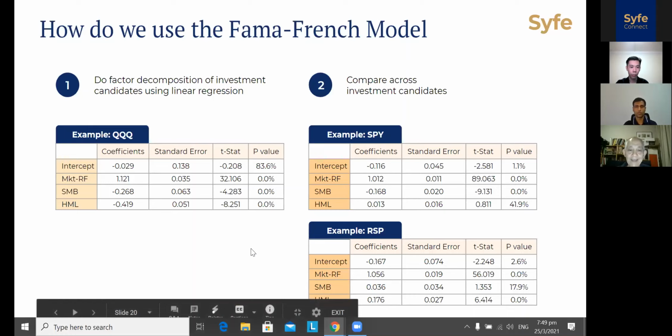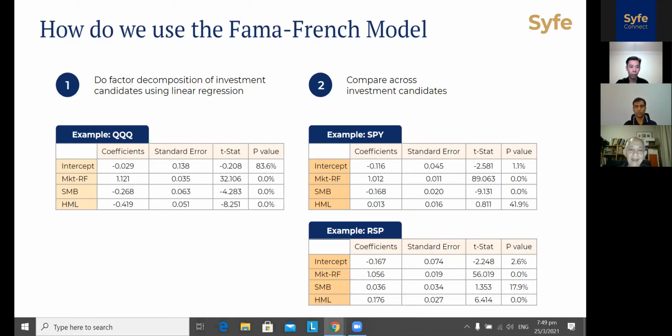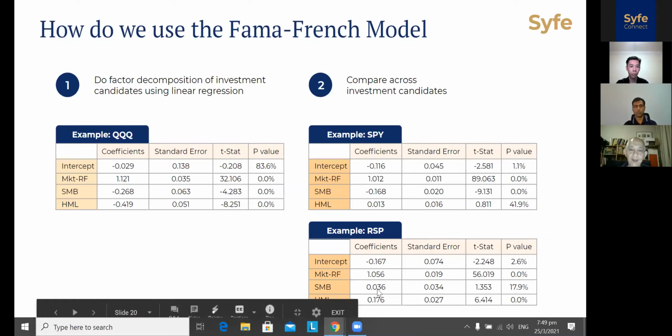So if you look at this, you can see that small minus big, the size, is relatively small, and that makes sense, right? Because if you take the S&P 500 and you equal weight it, that means you are overweighting the smaller stocks, okay? So compared to this, it's minus 0.168. This is plus 0.03. So this is basically a kind of small stock bias, as opposed to a large cap bias, right?